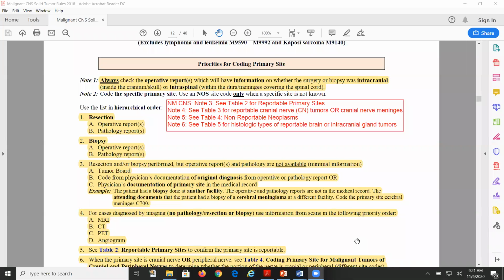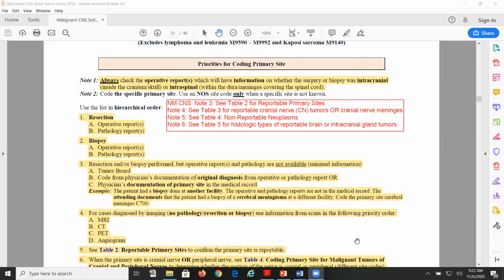Priority for coding primary site. Always check the op report, which will have information on whether the surgery or biopsy was intracranial or intraspinal. Again, the list is in hierarchical order. First in priority is the op report and then the path report from the resection, then the op report, then the path report from the biopsy.